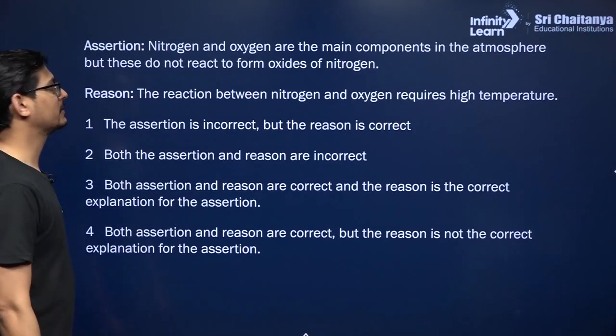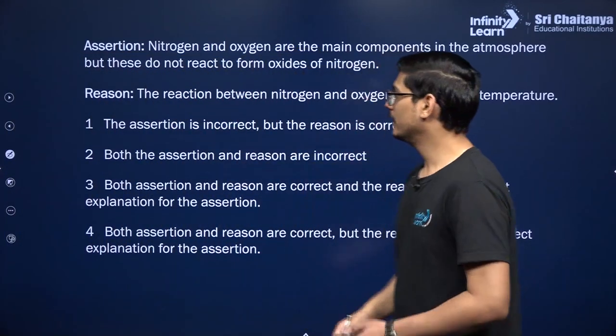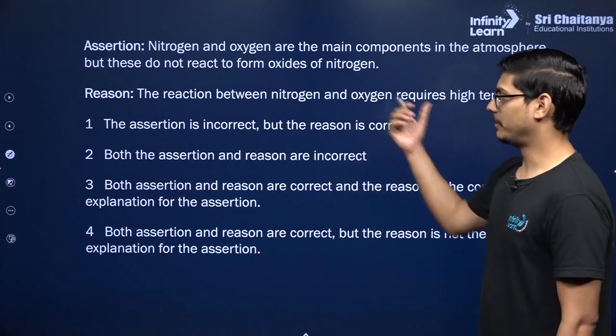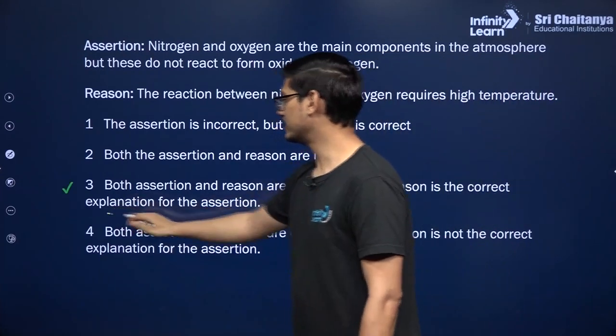Nitrogen and oxygen are the main components in the atmosphere, but they do not react to form oxides of nitrogen, true, right? The reaction between nitrogen and oxygen requires high temperature, yes, because the triple bond in nitrogen and the double bond in oxygen are very strong. So the correct answer is option 3.